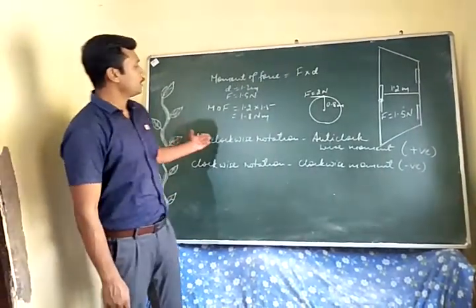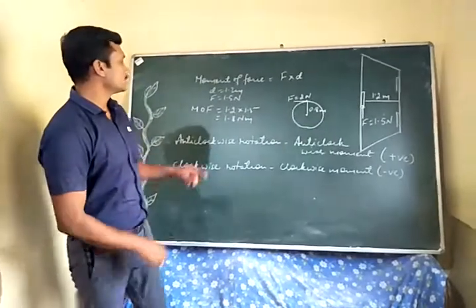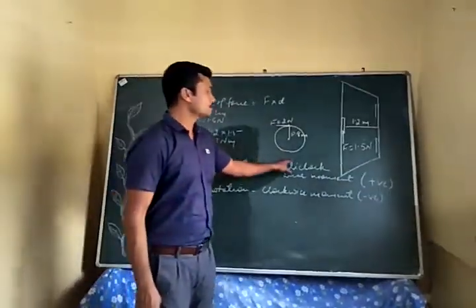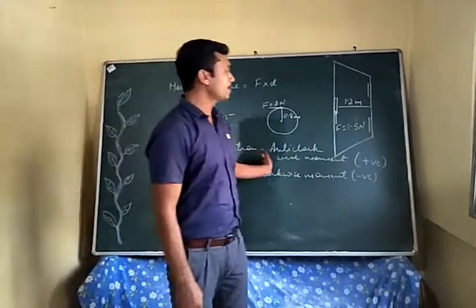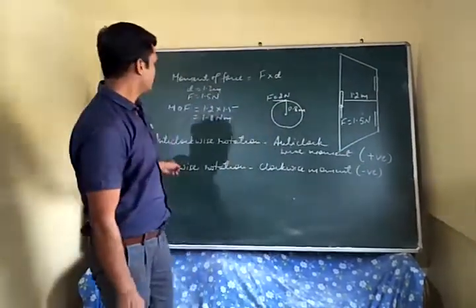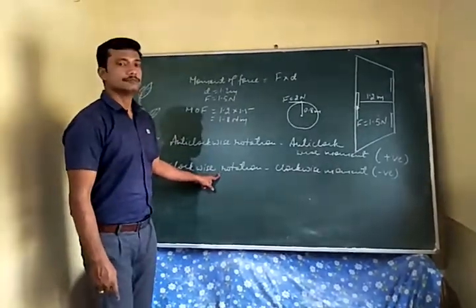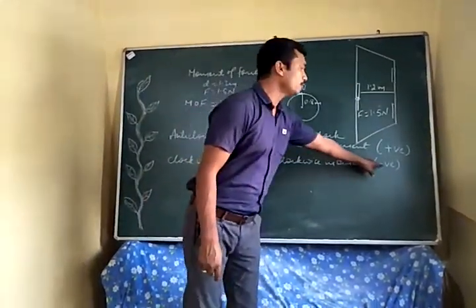Now you can see, if the turning effect produced on a body causes anti-clockwise rotation, then that moment of force is called anti-clockwise moment, and the value of moment of force will be taken as positive. Whereas if the rotation caused in a body is clockwise, then it is called clockwise moment and the value is negative.